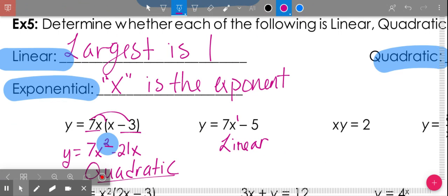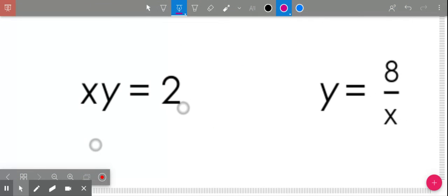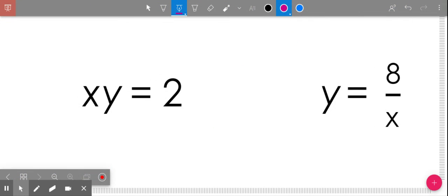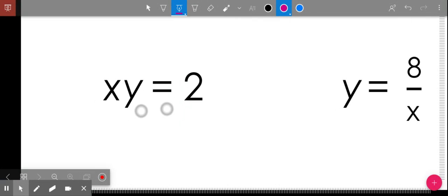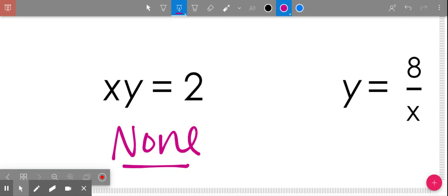Looking at the third one, this one has x and y being multiplied. Anytime the x and the y are being multiplied, that's actually not going to give us anything. We cannot multiply the x's and the y's together to give us a function. So this is not linear, exponential, or quadratic, so we just are going to say none. We could call it a relation, but we actually don't even know if it's that, so we're just going to say none.